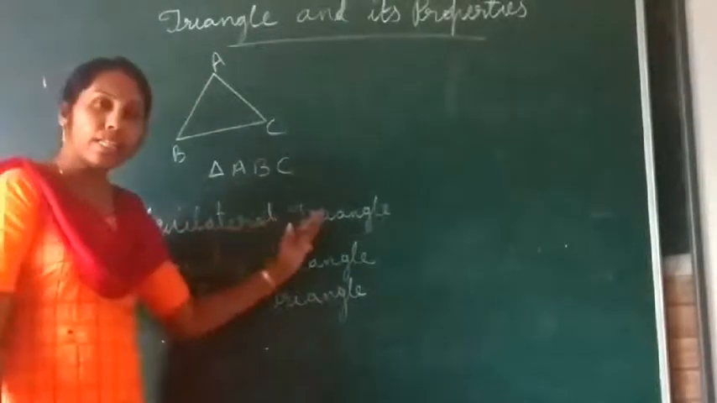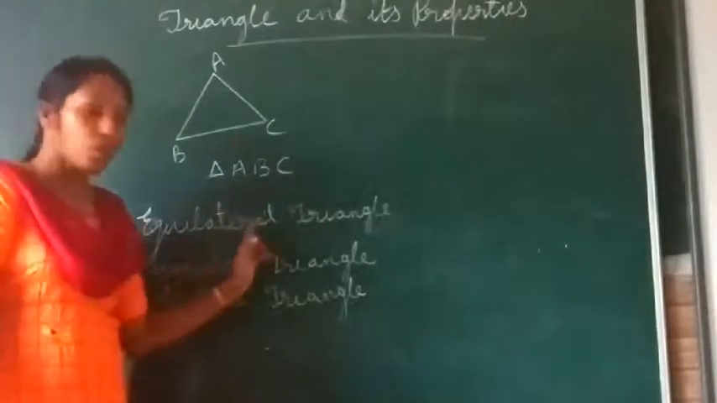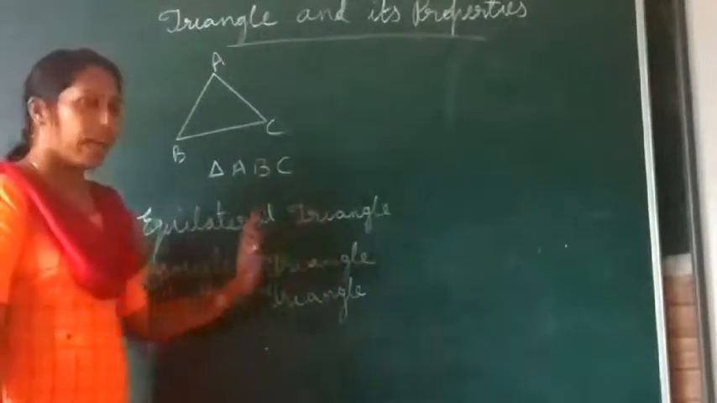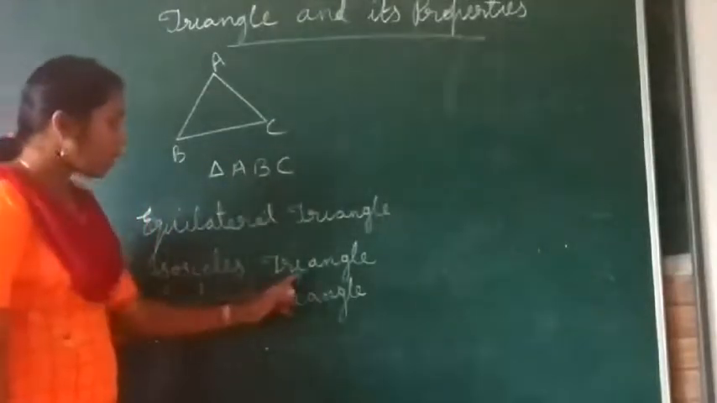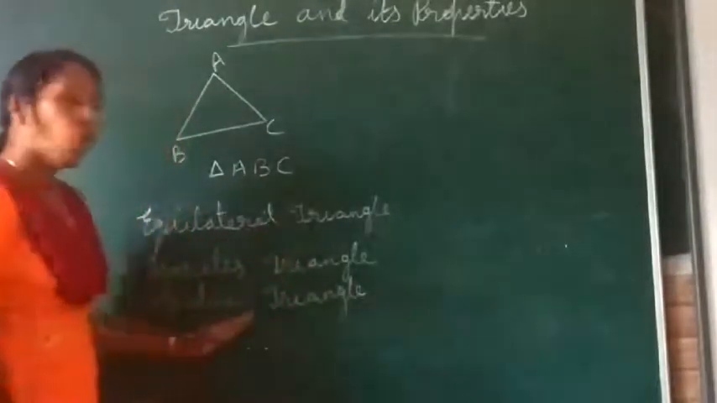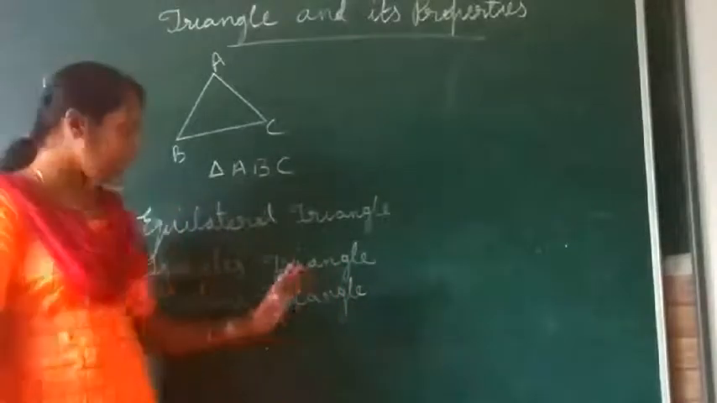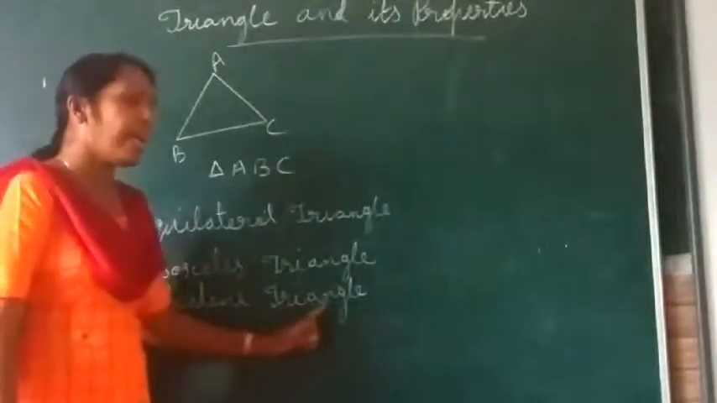If all the three sides of a triangle are equal, that triangle is known as equilateral triangle. If any two sides are equal, that triangle is known as isosceles triangle. If all the three sides are different in their measurement, that triangle is known as scalene triangle.